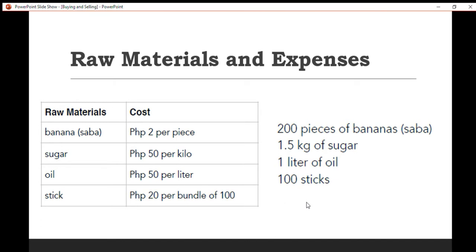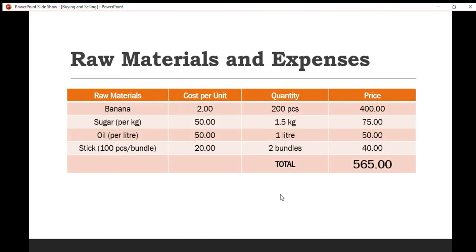Okay. So let's continue. So this is a basic computation. So kung ang banana ay 2 pesos per unit times 200 pieces, ibig sabihin gagastos ka ng 400 pesos para sa saging lang. And then sugar per kilo, since 1.5 kilos ang kailangan natin, times 50, that's 75 pesos. Oil, 1 litro lang, times 50, that's 50 pesos. And then, yung banana Q sticks, which is 100 pieces per bundle. Isang bundle lang kailangan natin, which is 2 bundles.